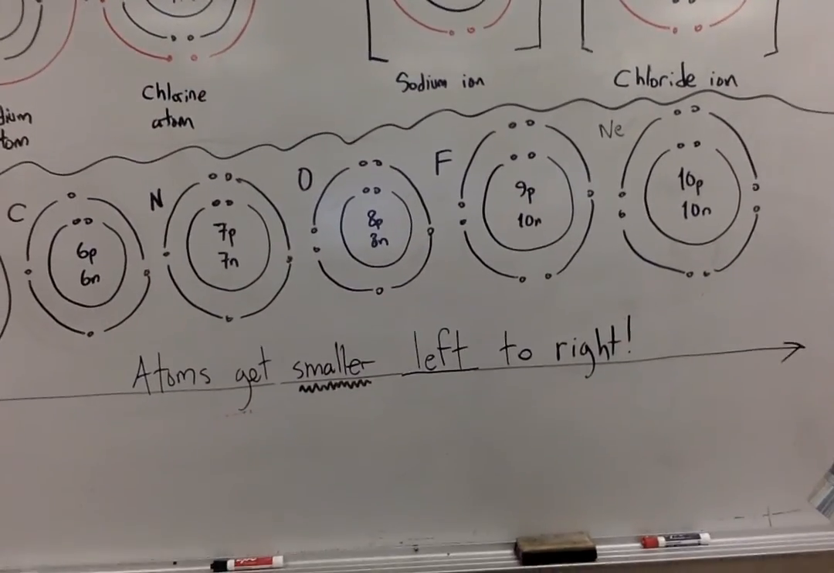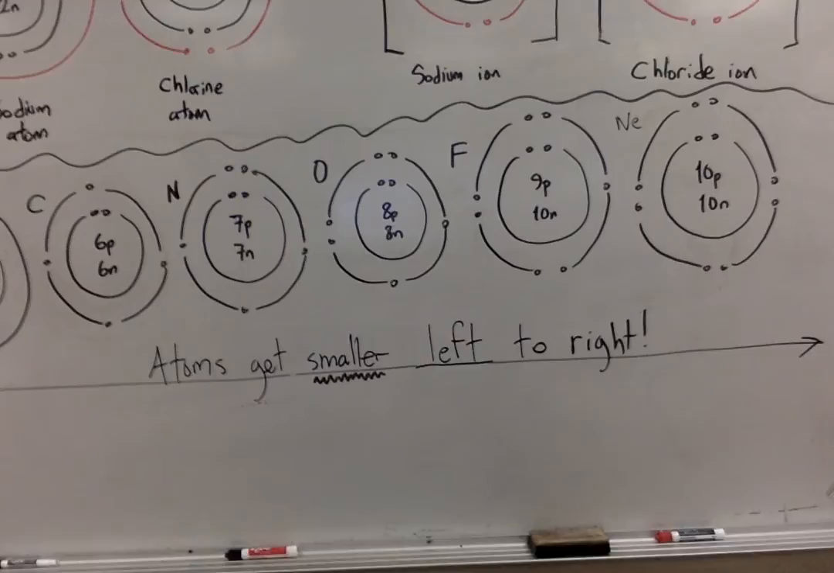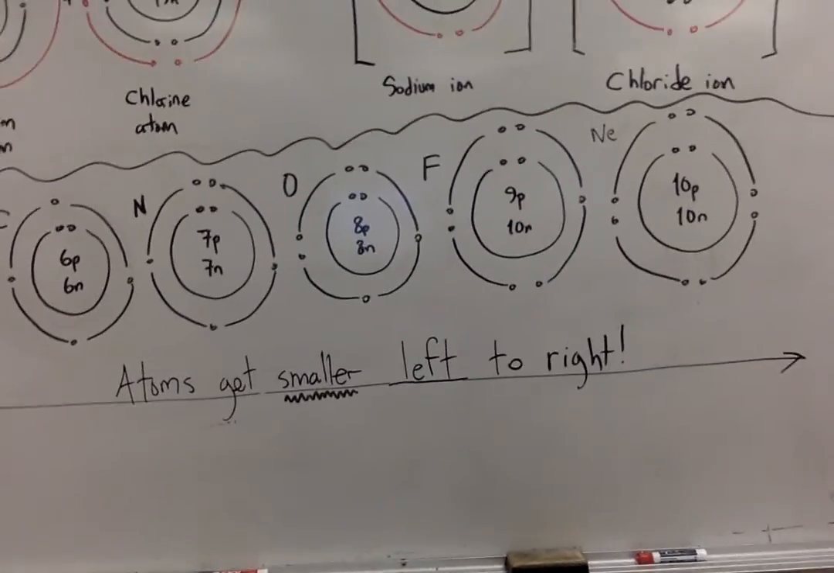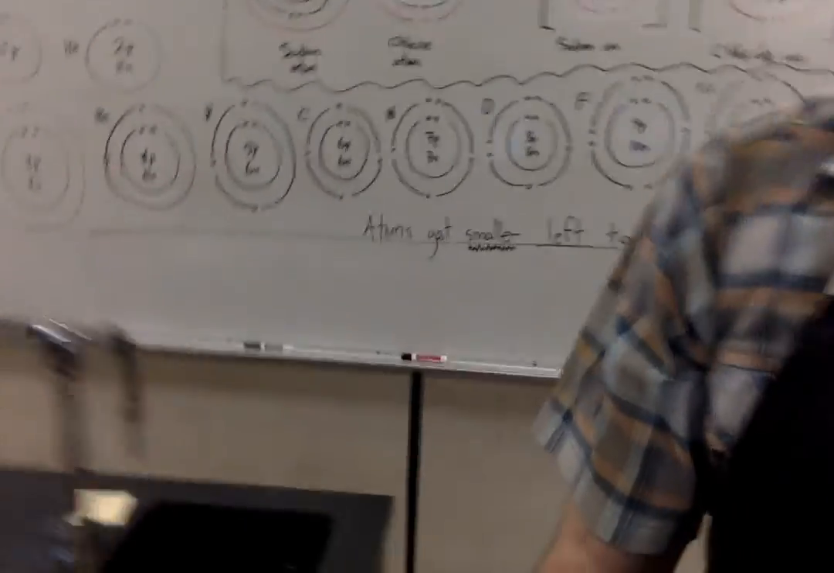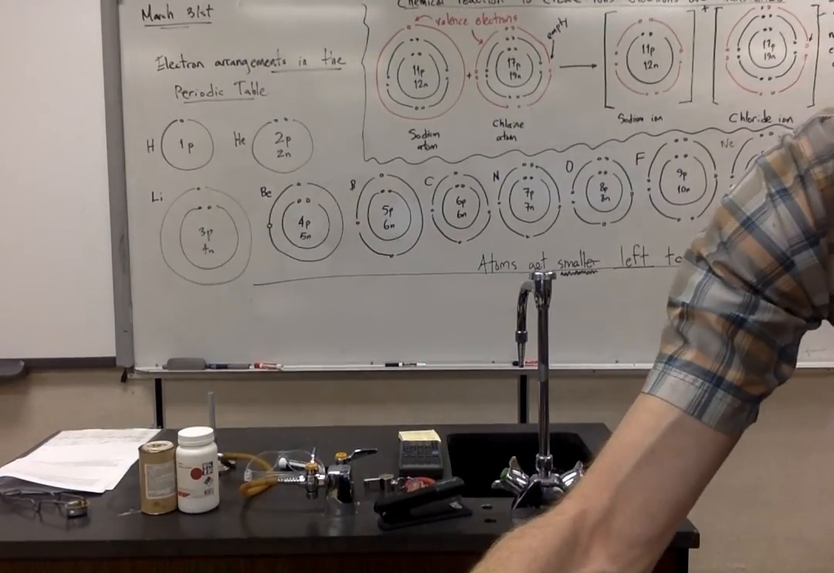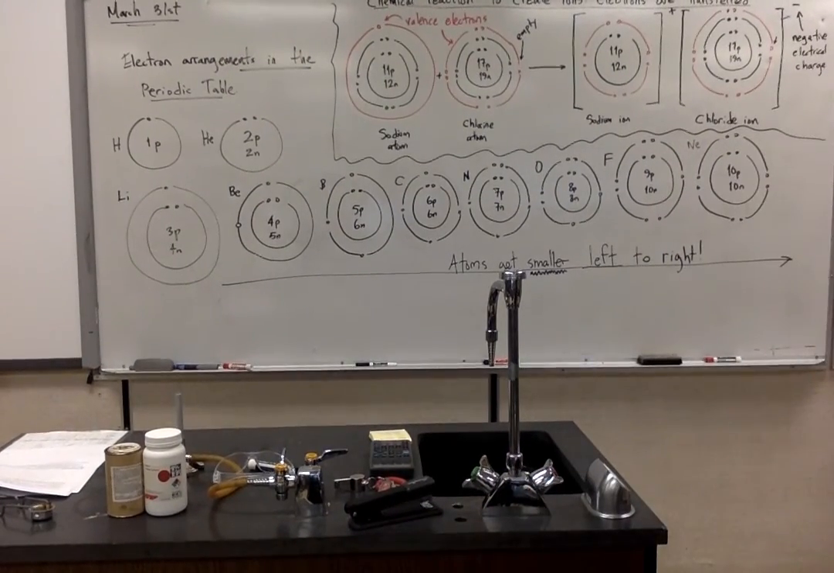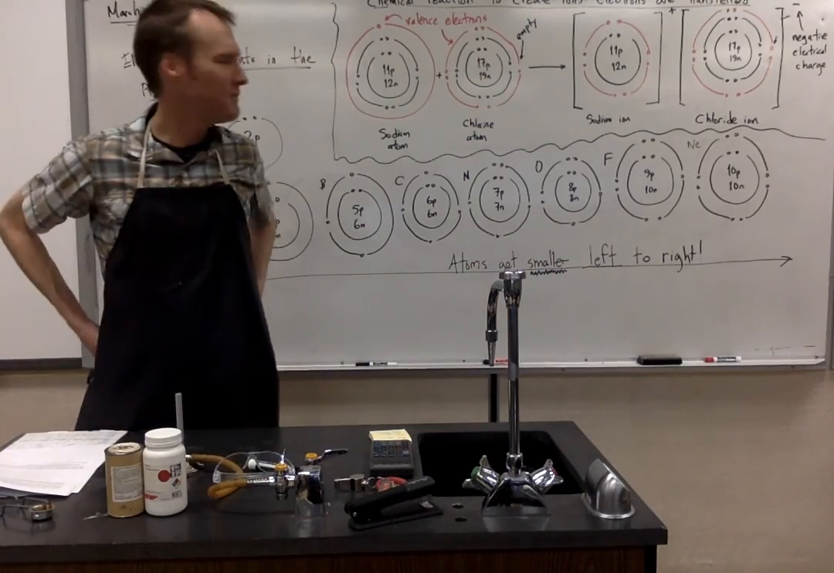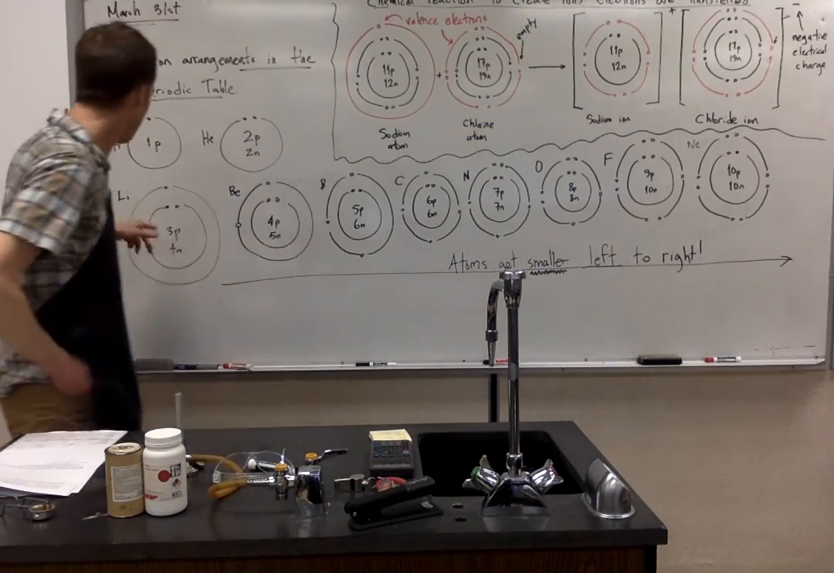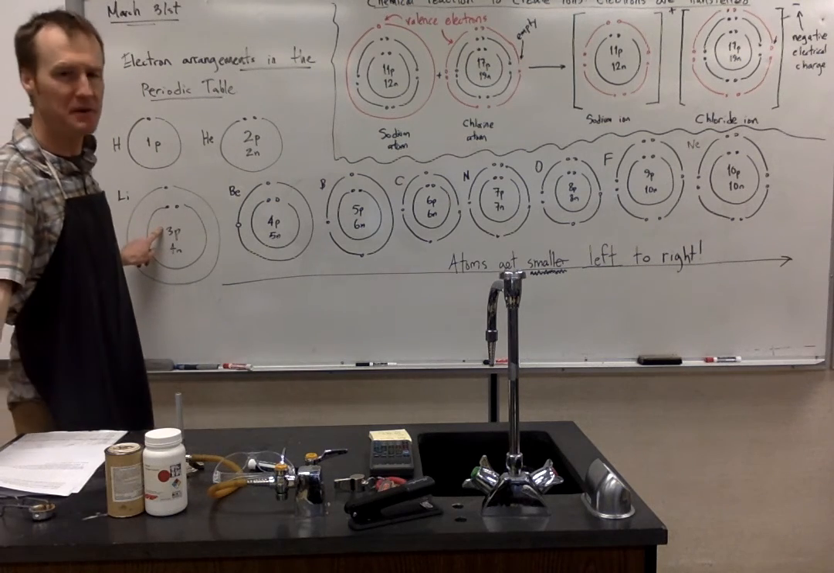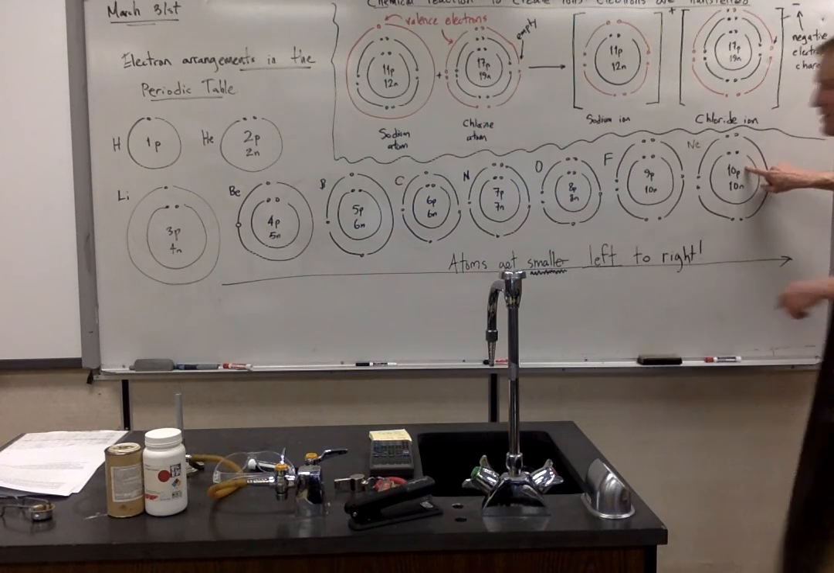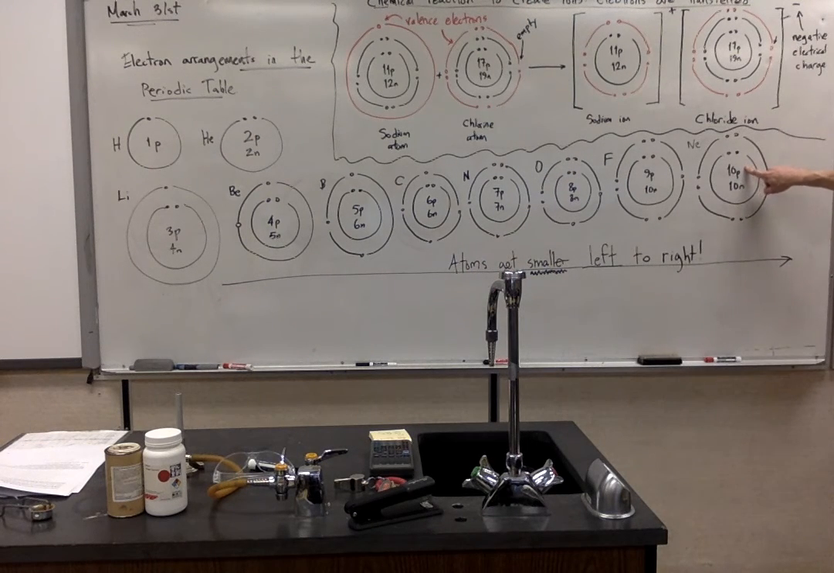Atoms get smaller as you go from left to right. Now, that only applies within the row. That's a bit counterintuitive. You might think more protons, more neutrons, the atom's going to be bigger. Why do the atoms get smaller? Well, it's like this. For lithium, we've got 3 protons, 4 neutrons, and we go across all the way to neon that's got 10 protons.